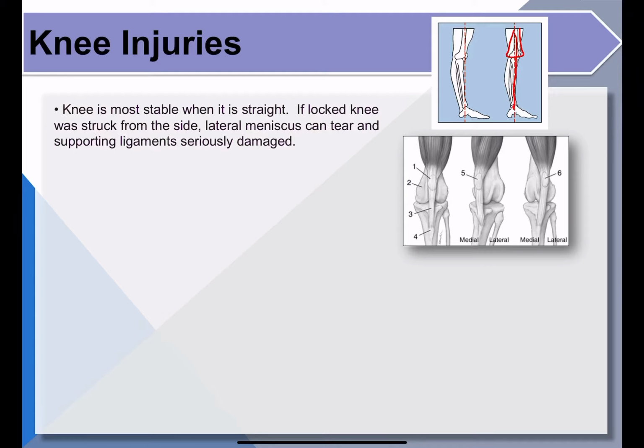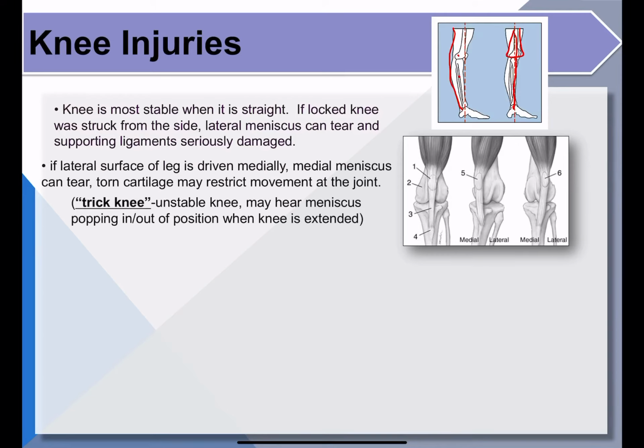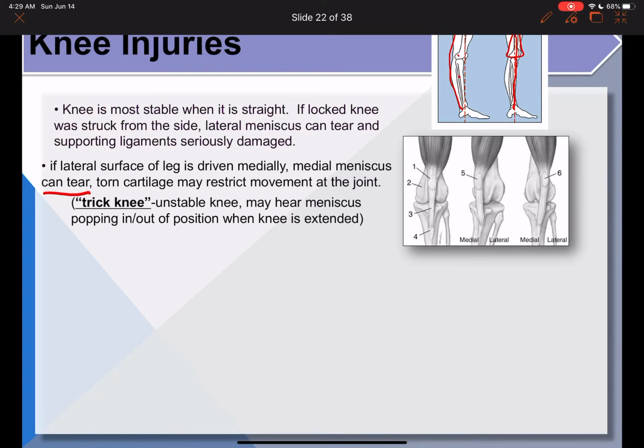But when one locks their knees, okay, this is when you lock your knee, you actually move that line of axis away so that your femur no longer aligns straight with your tibia, and that makes it a lot easier for someone to accidentally strike you at either the lateral or medial side and move your tibia. And because of that strong movement, you can actually end up tearing the meniscus within the knee joint, okay, along with the supporting ligaments that can tear as well. If the lateral surface of the leg is driven medially, then the medial meniscus can tear.